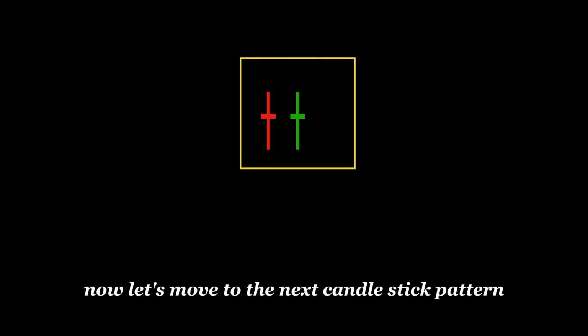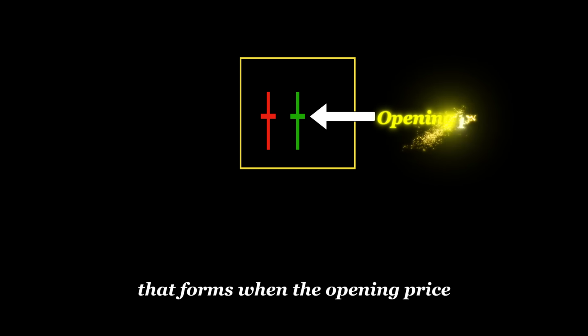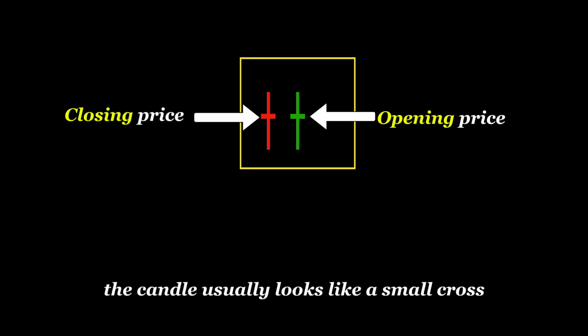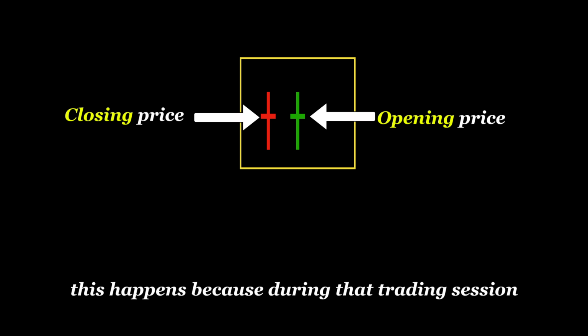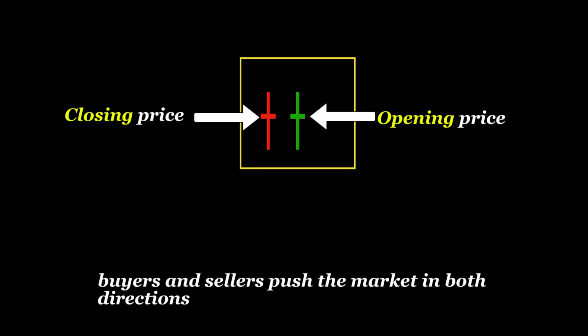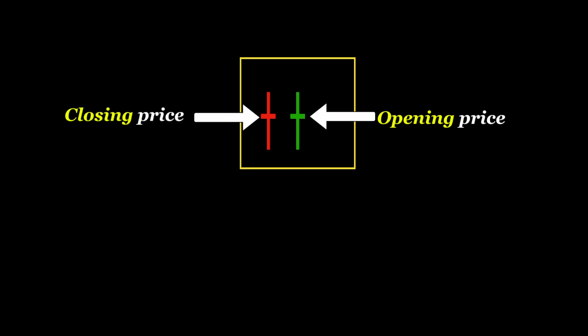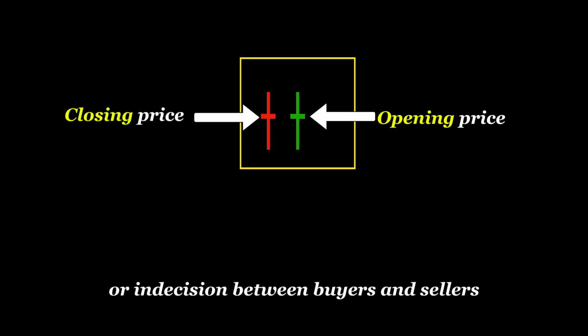Now let's move to the next candlestick pattern called the Doji. A doji is a candlestick that forms when the opening price and the closing price are almost the same. Because of this, the candle usually looks like a small cross or a plus sign on the chart. This happens because during that trading session, buyers and sellers push the market in both directions, but by the end of the session, neither side is able to gain clear control. So the doji represents a moment of balance or indecision between buyers and sellers.